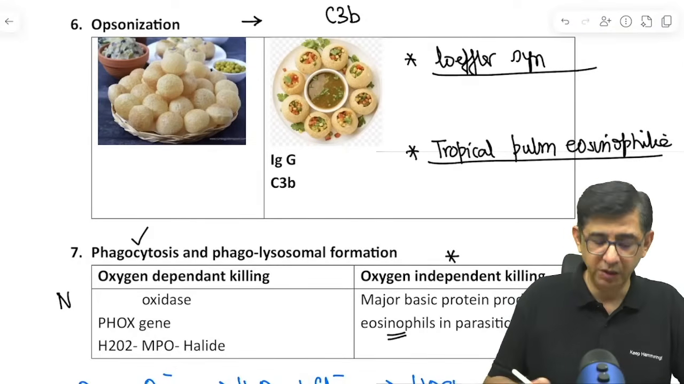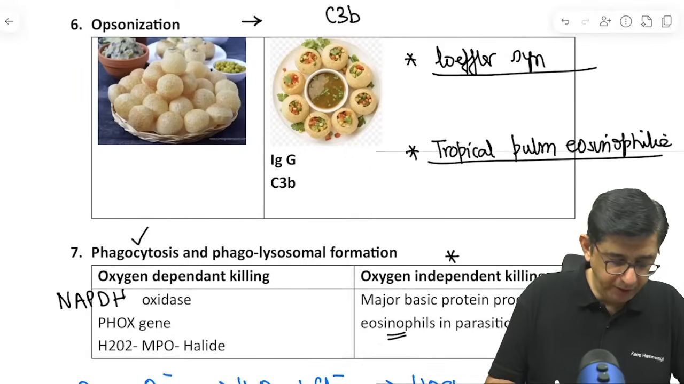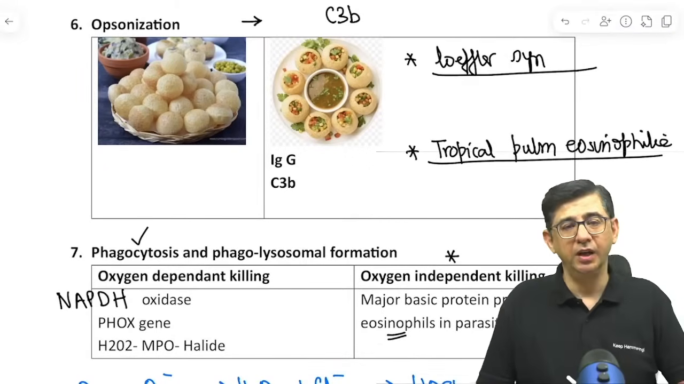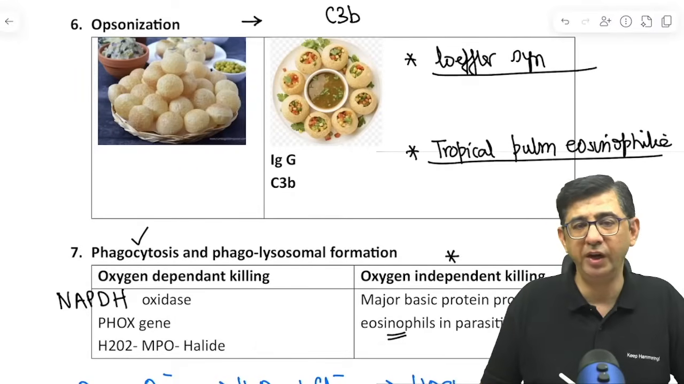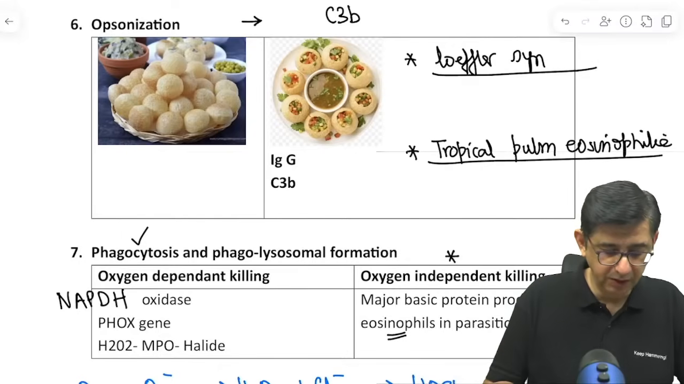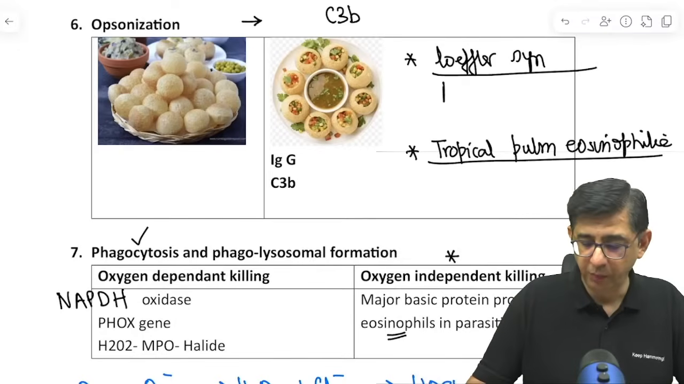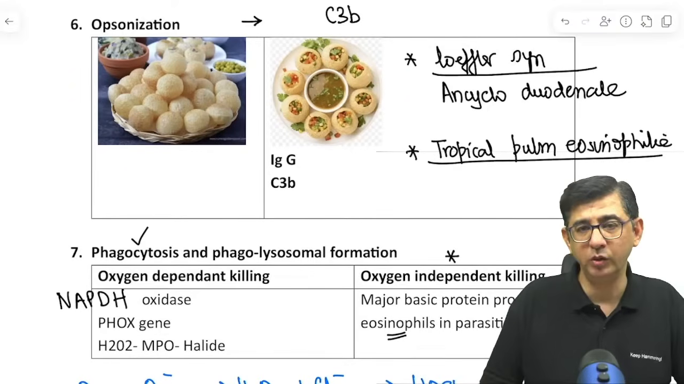While I'm waiting for answers, I will write down the data for oxygen dependent, that is NADPH oxidase. This is expressed by FOX gene, and the system would be called as hydrogen peroxide myeloperoxidase halide system. So we will look at the steps of it. Yes, guys, let me know. Very good. Loeffler syndrome would be caused by hookworm, and the technical name for hookworm will be Ancylostoma duodenale. Loeffler syndrome is caused by hookworm, that is Ancylostoma duodenale.